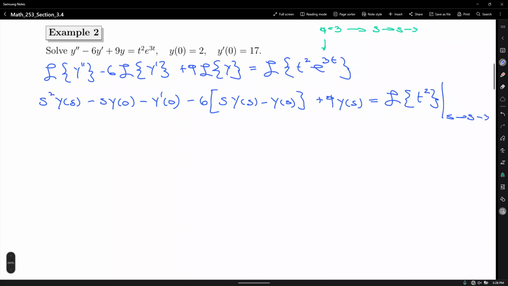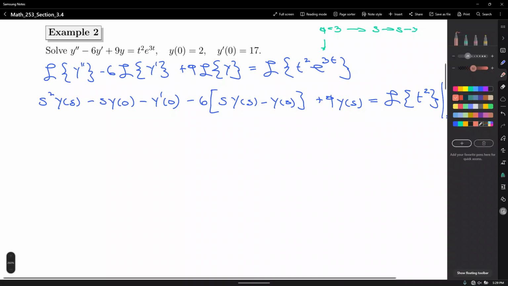All right. So let's substitute what we have. Let me highlight the initial conditions. Number one, y of 0 equals 2, and y prime of 0 equals 17. All right? Okay, here we go.